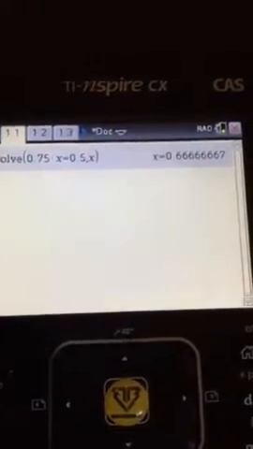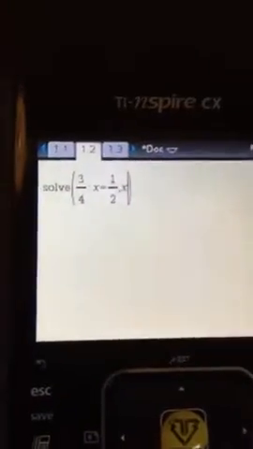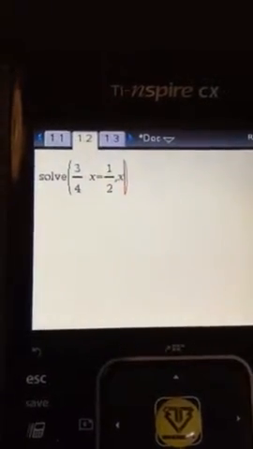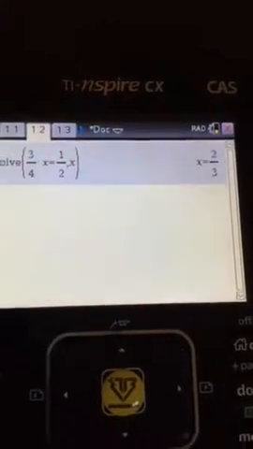So instead, if I had this question and wanted to get an exact answer, as I do on the next page here, I would convert the 0.75 to 3/4. I convert the 0.5 to a half. When I do that, now I get the answer as 2/3 like I wanted.